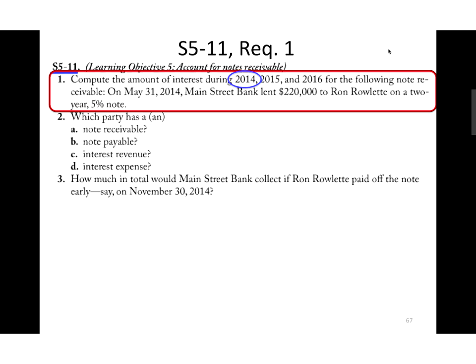We do not count the day you loan the money, so it starts the next day. So we have June through December. And the biggest issue I see on these problems is people don't count the months right. If you have to, count them on your fingers. Sometimes I have to go through the months and count how many months there are. So in this case, May 31st, May doesn't count, so we're talking June through December. June through December is 7 months.